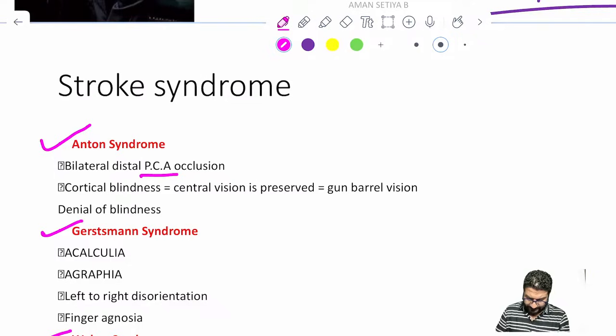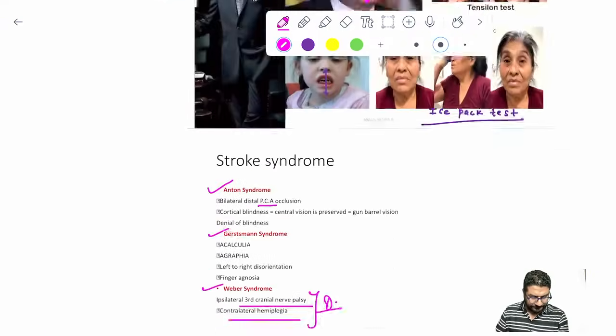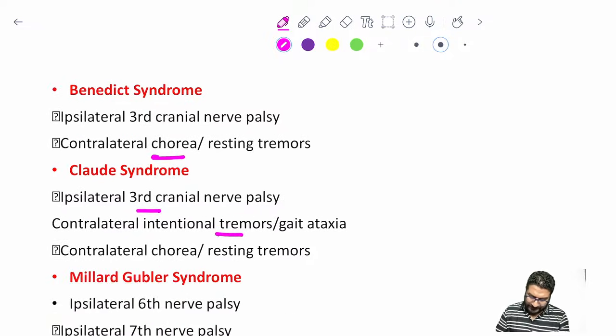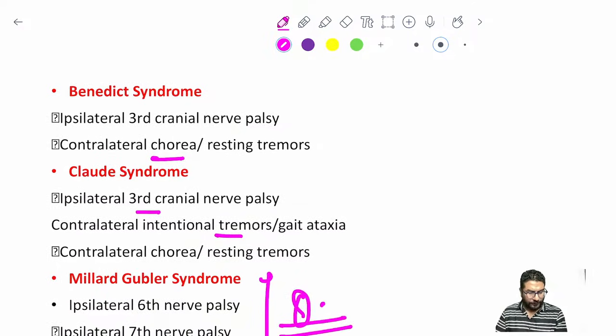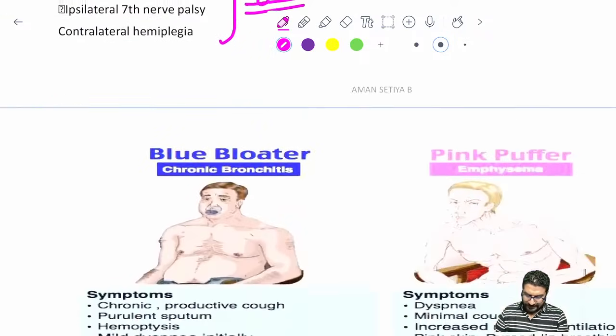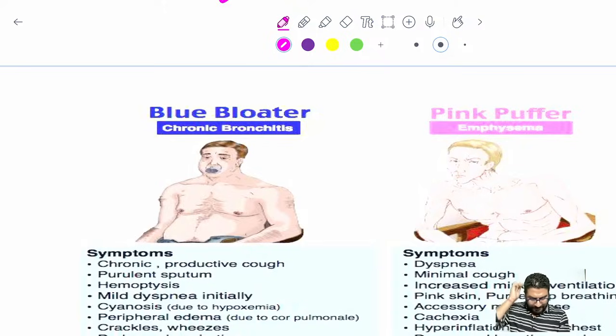ये exact question exam में already आ चुका है. Then they can ask you Benedikt syndrome, third nerve palsy with chorea, Claude, third nerve palsy with tremors, and Millard-Gubler you will see 6th and 7th. ये NEET PG का question है. So these are the questions they ask on stroke syndromes. Right?